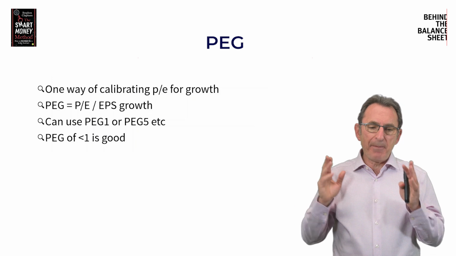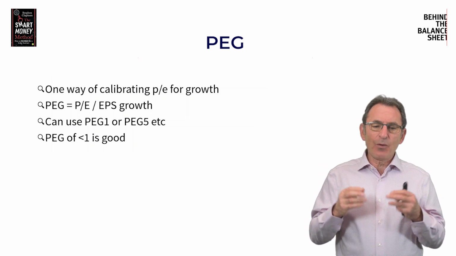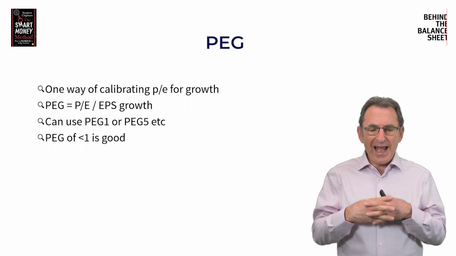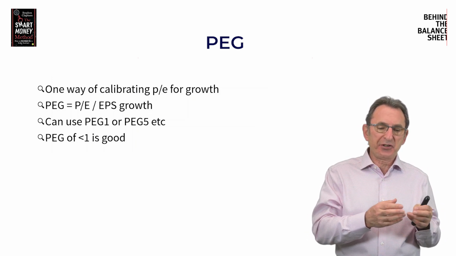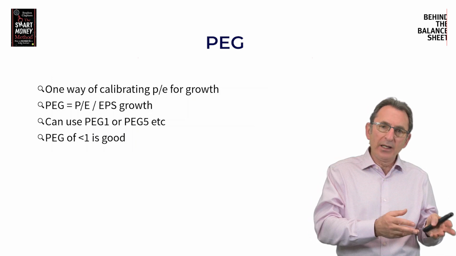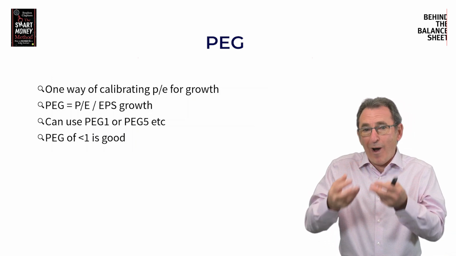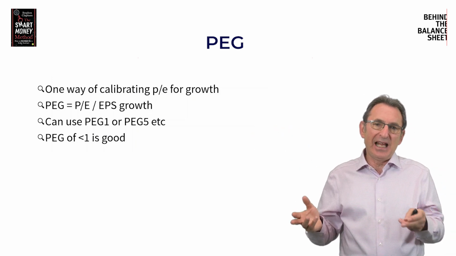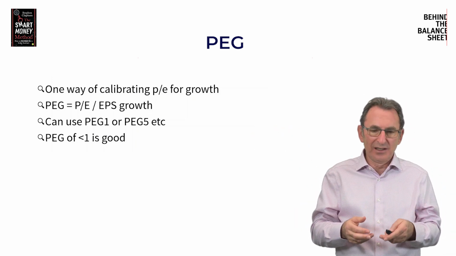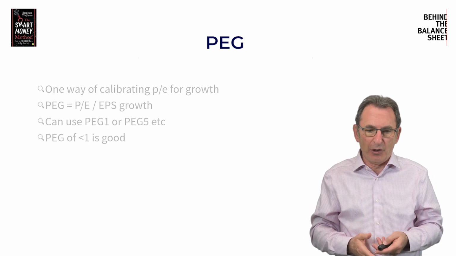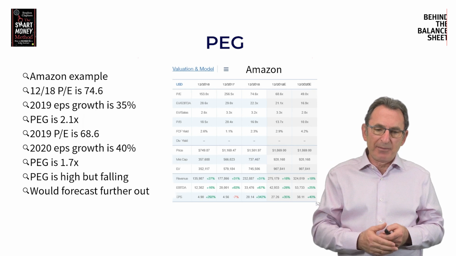Let's now turn to the PEG ratio. And this is a way of calibrating the PE for the growth. The PEG is simply the price earnings ratio over the EPS growth. And you can use PEG 1 or PEG 5. So you can use a 1-year PEG or you can use a 5-year PEG. And generally speaking, if the PEG ratio is less than 1, that indicates that there's some cheapness, some value on offer. This example is Amazon.